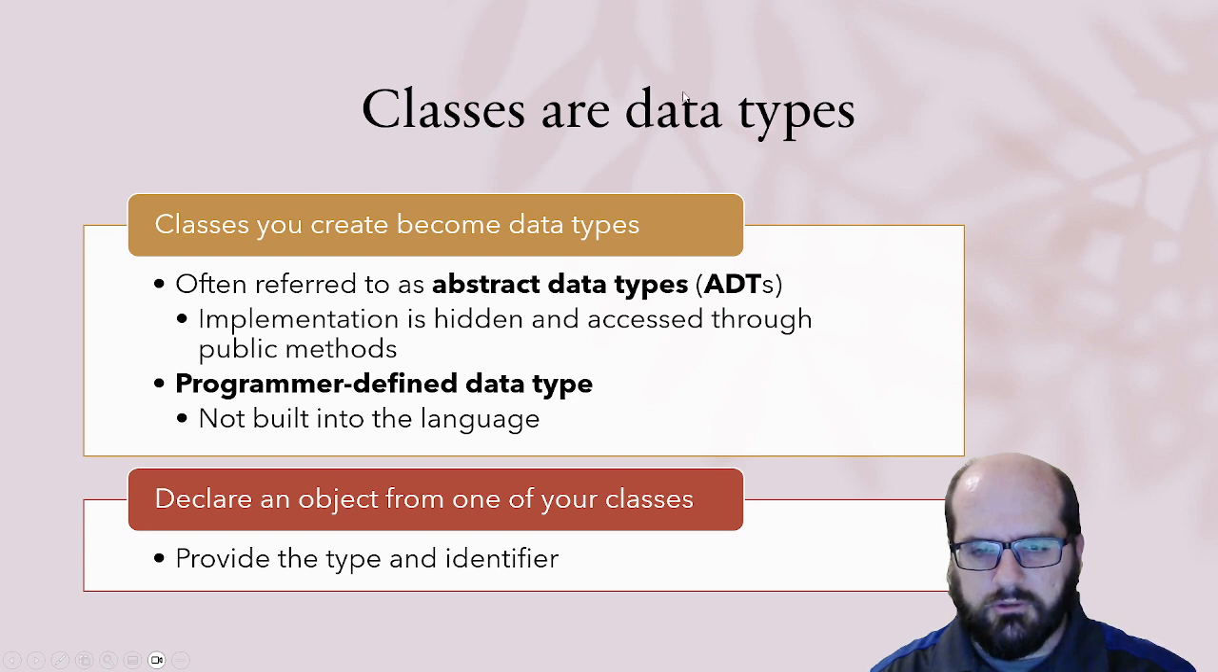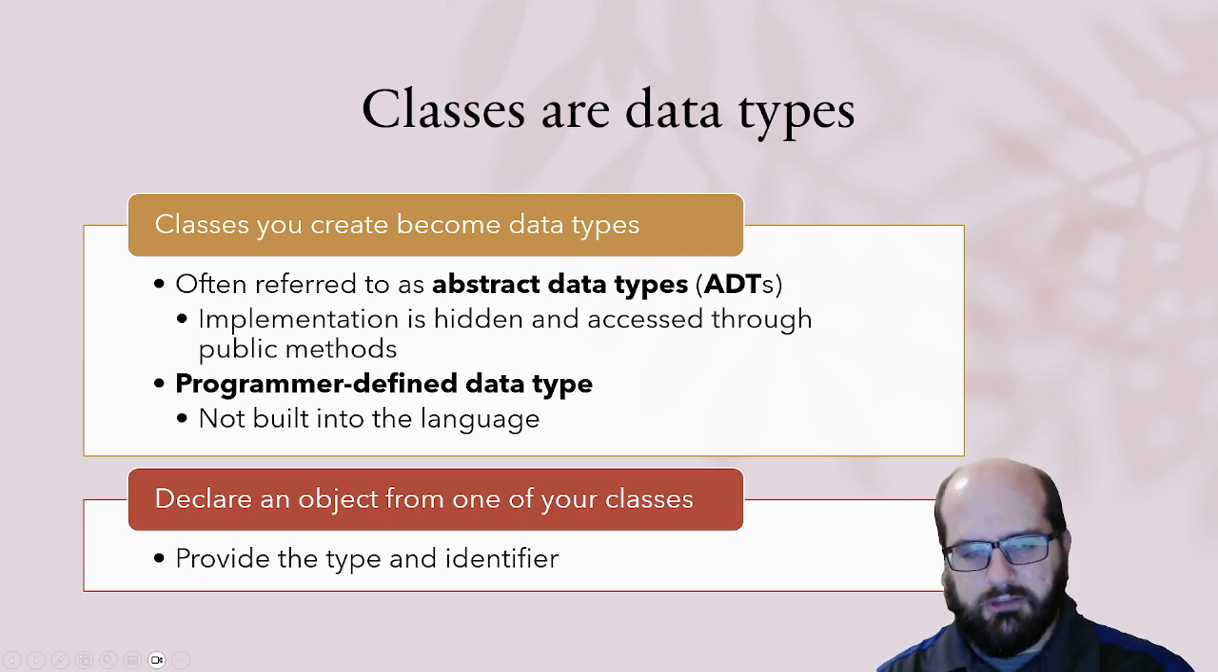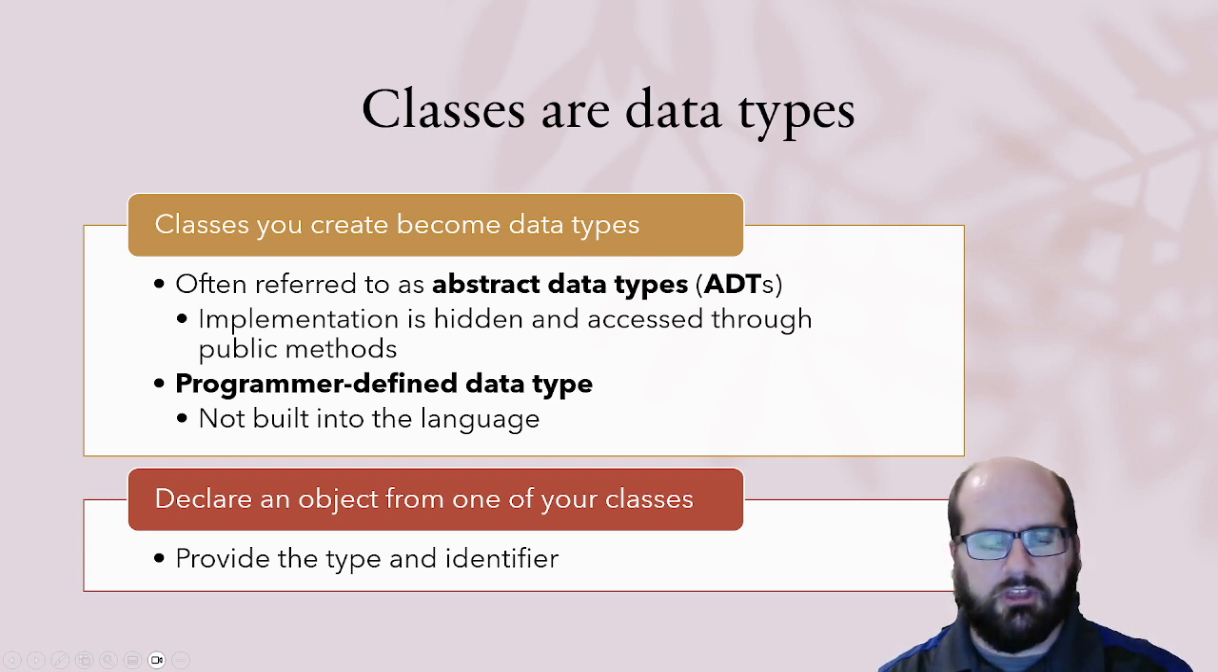It's important to note that every class that you create is a data type. They're referred to as abstract data types. The implementation is hidden and accessed through public methods. They're a programmer-defined data type in that they're not built into the language. When you declare an object from one of your classes, you just provide the type and the identifier. So you say, like in my case, employee, which is now a data type, emp1 equals something, and you set up that class.